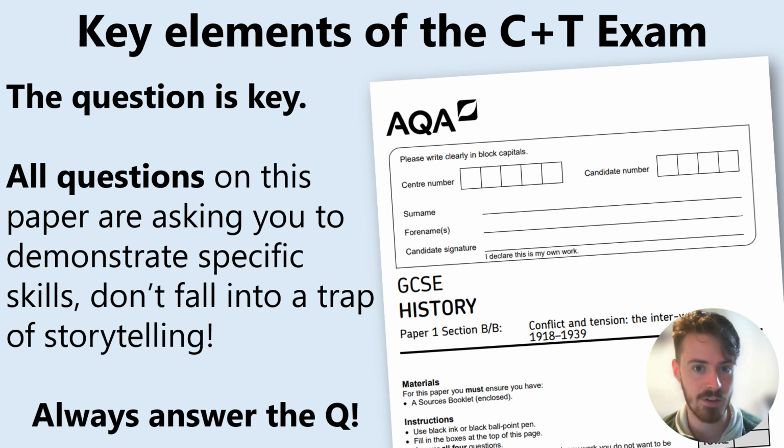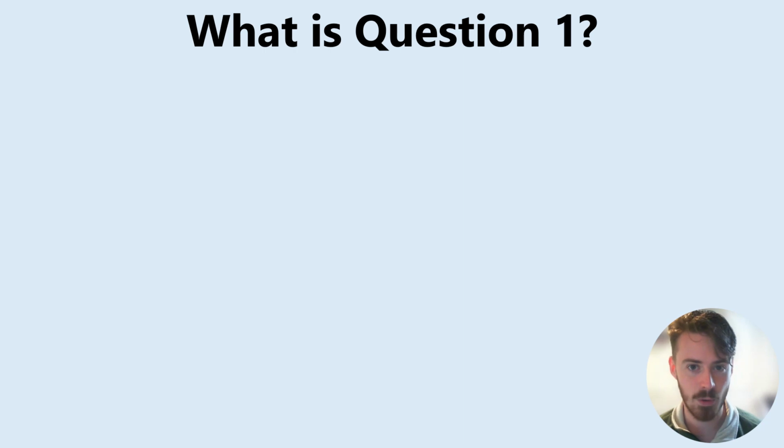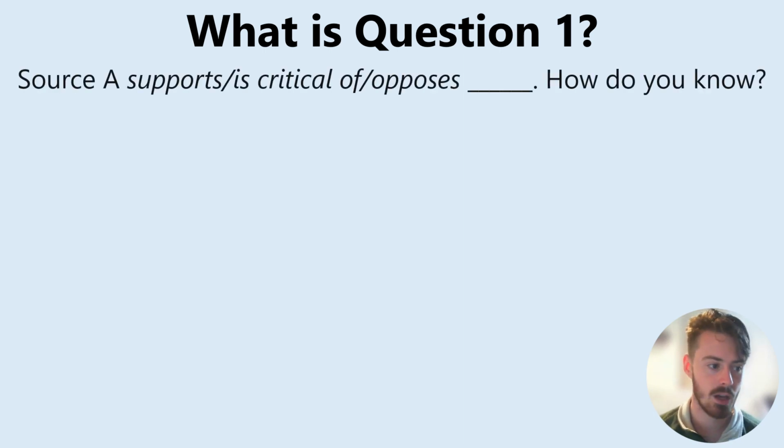But let's start with question 1 only. It's still asking for a very specific piece of information. So what is question 1? Question 1 on the paper will always read something like this: Source A, which is usually an image supplied on an insert within your paper, either supports, is critical of, or opposes a question topic. That will always be changing.